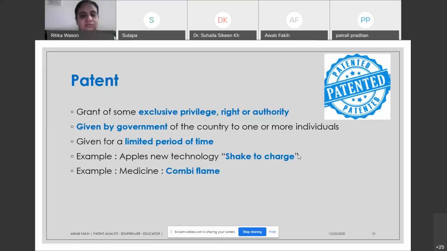When I say a particular period of time, that means you already know the term for protection for a patent. Can anyone answer in the chat room, what is the term for protection for a patent? When I say it is given for a limited period, if anyone can answer in the chat room, what is the term for protection of a patent?